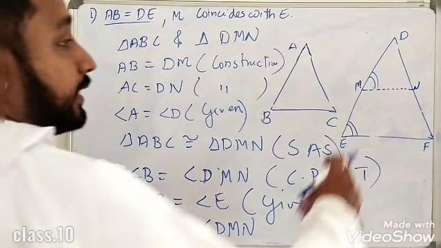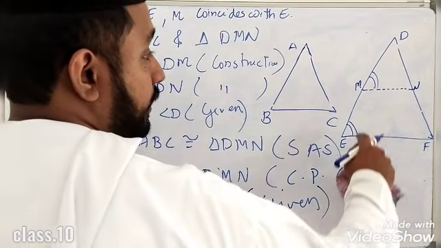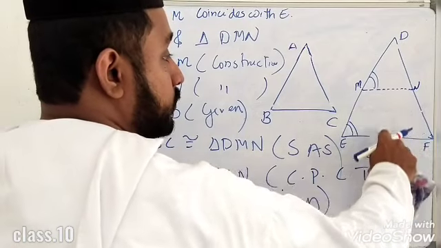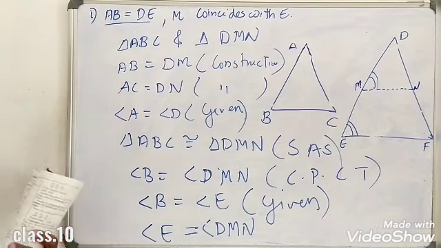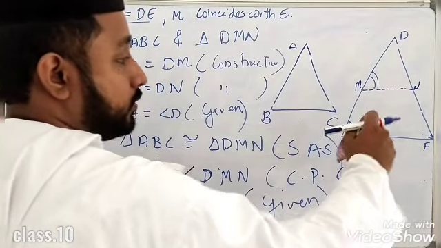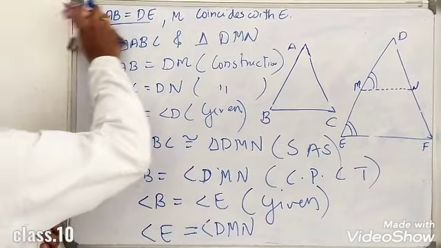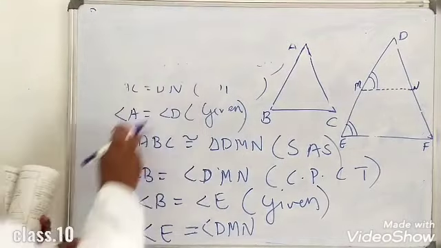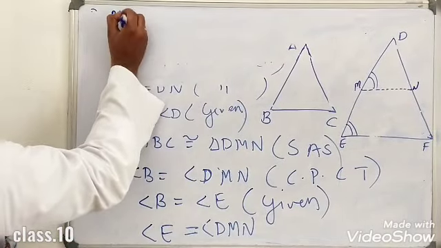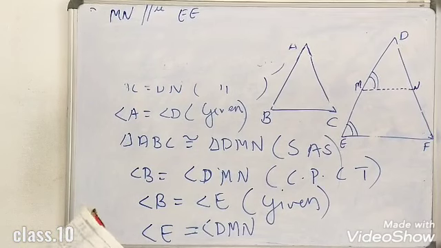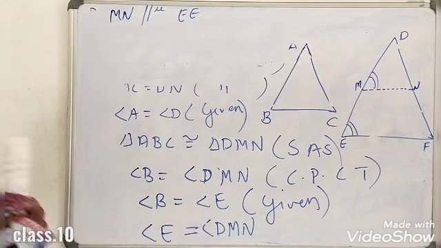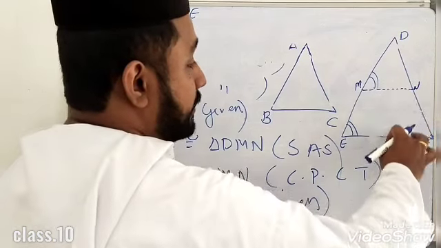When these two angles are equal, then these two sides are parallel. So if corresponding angles are equal, lines are parallel. These are the corresponding angles. So these two lines are parallel. So we can say that MN is parallel to EF. If corresponding angles are equal, then the lines are parallel.